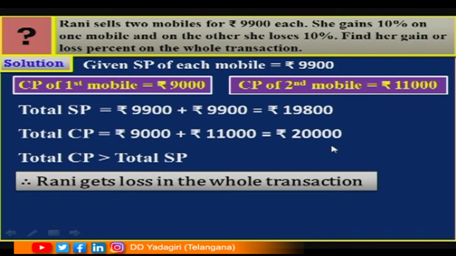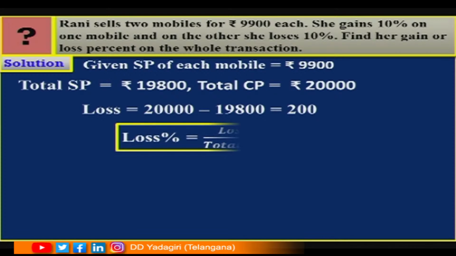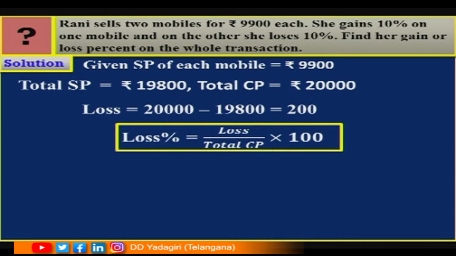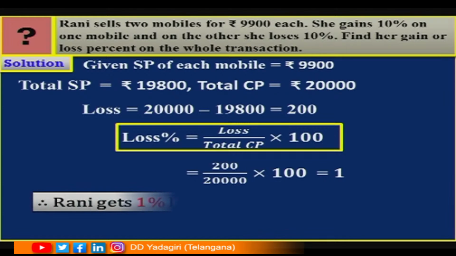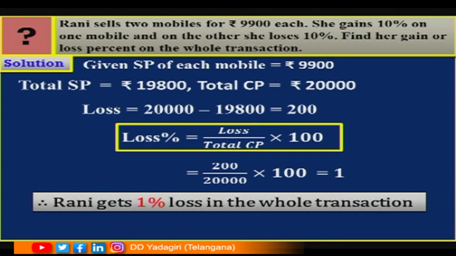Now, in such cases what happens, children? Yes, Rani is going to get loss in this whole transaction. Now, let us find out the loss. So, loss is given by CP minus SP, that is 20,000 minus 19,800, we get 200 rupees as the loss. Now, let us calculate the loss percentage. It is given by loss by total CP into 100. Substituting the values, 200 by 20,000 into 100. On simplification we get 1. That means, Rani gets 1% loss in the whole transaction.